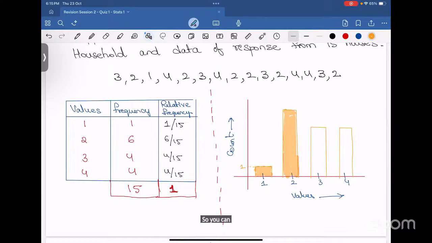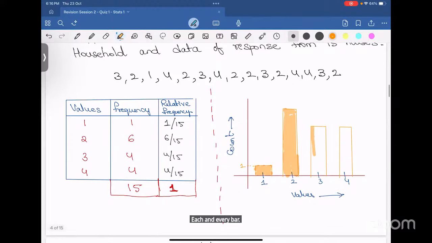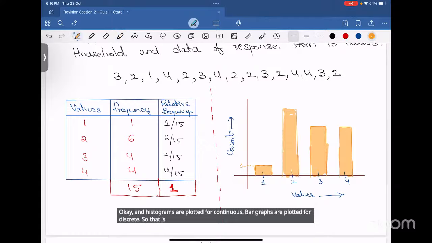So you can clearly see that none of the bars, so we call these bars, 4 bars, are touching each other. When you plot bar graphs, these bars should not be connected. There will be a space between each and every bar, unlike histograms. For histograms, we will have the bars connected to each other. Histograms are plotted for continuous data, bar graphs are plotted for discrete data. So that is also one more difference.